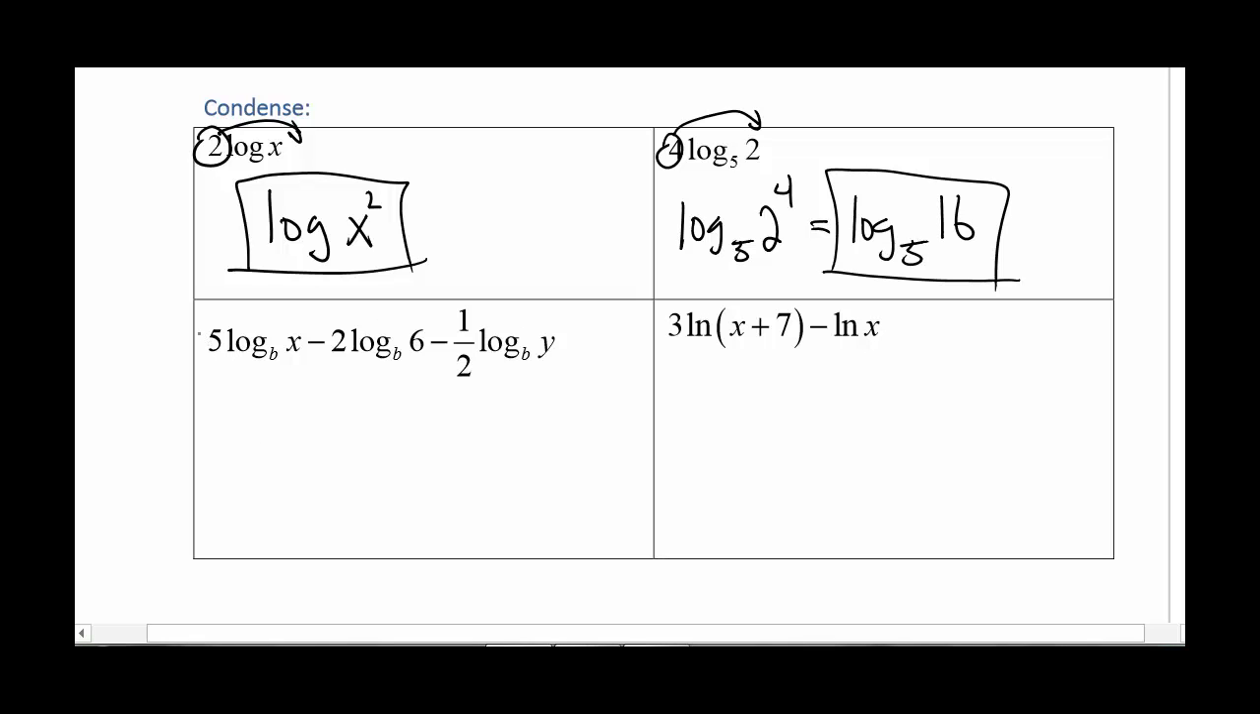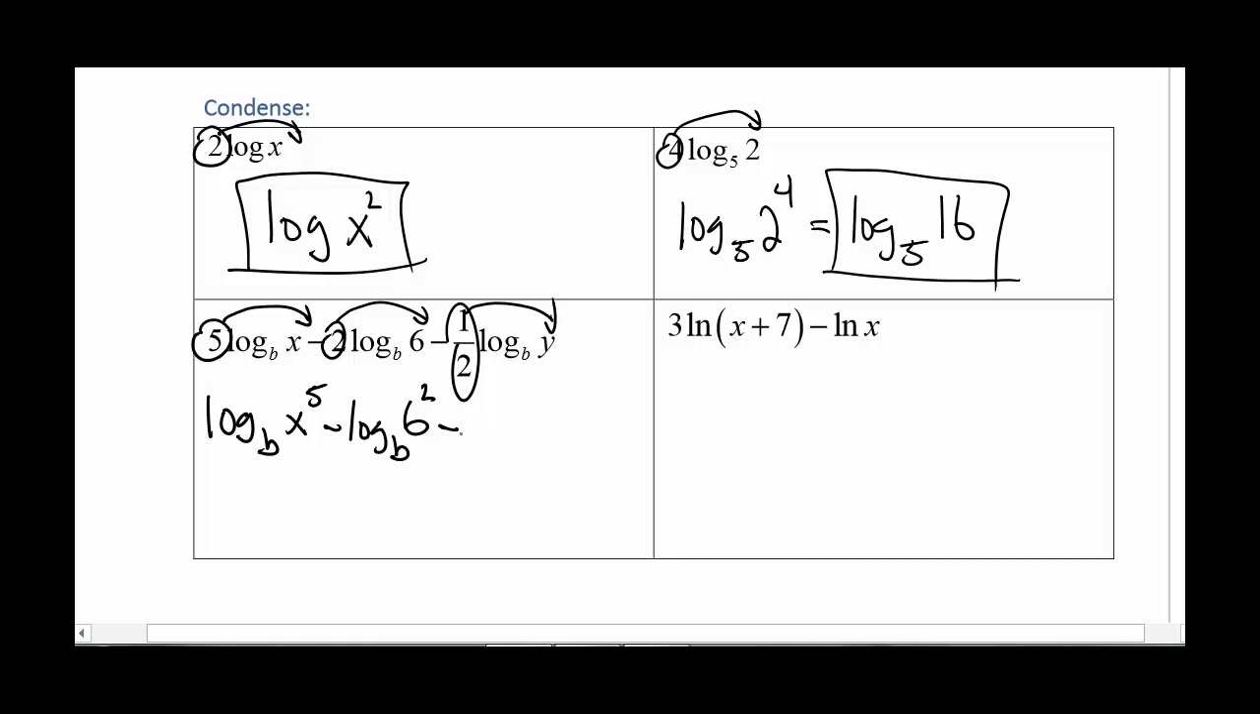these here. We've got several statements in a row, so we can bring up all of those numbers as exponents. Okay, so let me rewrite this with the exponents brought up. We've got log base 5 of x to the 5th minus log base b of 6 squared minus log base b of y to the 1/2.